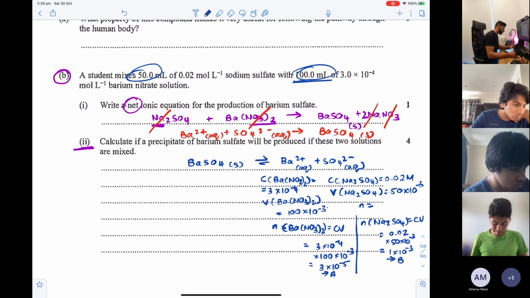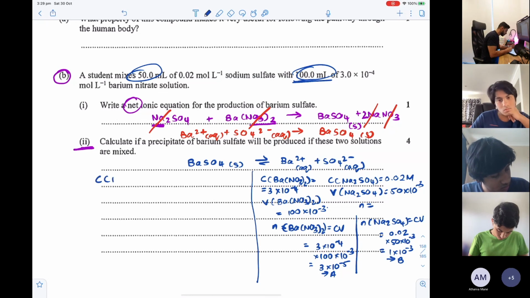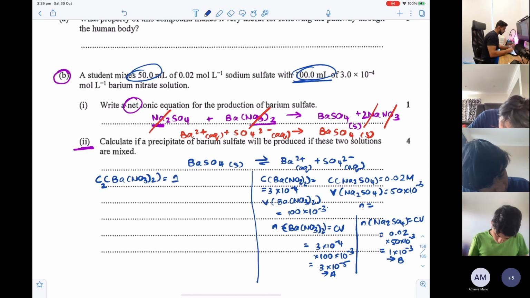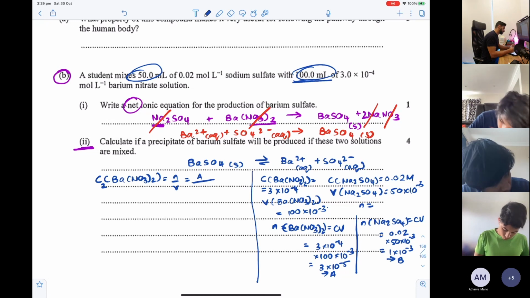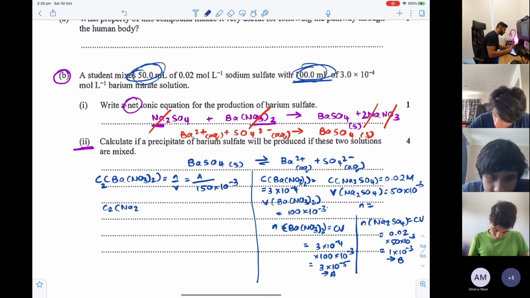So now what we can do is find the new concentrations of barium. I'm going to put a ruler here, and we're going to start here. So we can find the new concentrations. We can say C final, or we can say C2 to be more accurate. So C2 of our barium nitrate is equal to n on V, which is equal to A divided by the new volume, which is the addition of both those two volumes. So it's 150 times 10 to the power negative 3. Concentration of sodium sulfate.